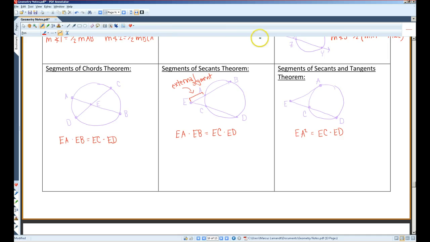Okay? Also, if a secant segment and a tangent segment, so this would be a tangent segment, share an endpoint outside the circle, then the product of the lengths of the secant segment and its external segment equals the square of the length of the tangent segment. So it's very similar to this theorem. The only difference is because the tangent line, the whole thing, is the external segment, it's just the external segment times itself. So EA squared equals EC times ED.